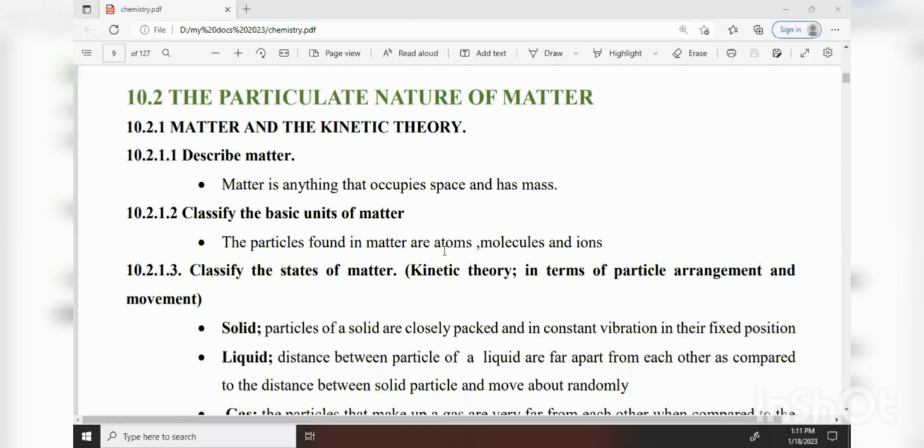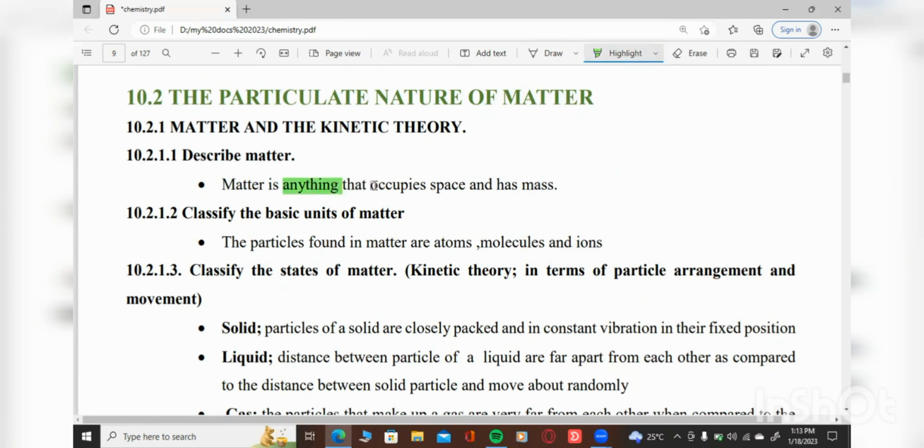In this lesson, we are going to talk about matter and the kinetic theory of matter. Matter is anything that occupies space and has mass. Just anything that occupies a space and has mass, something that can be weighed. If it occupies a space, then it's matter. So it can be solid, liquid, or gas.